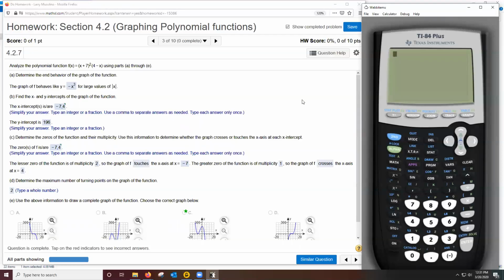All right, hi folks, I'm recording a video for section 4.2, and this is related to graphing polynomial functions. I do have a graphing calculator available to me that I'm going to use to help demonstrate some of the problems. And in this section, you are going to need to use a graphing utility of some kind.